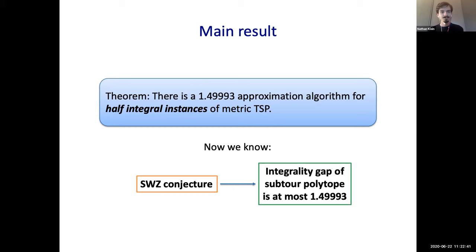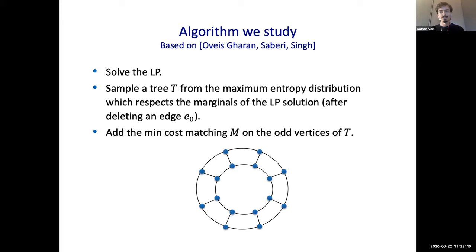In our work, we study an algorithm which is based on work by my co-author Cheyenne, as well as Sabarian Singh. First we solve the LP, then we choose a spanning tree from the maximum entropy distribution which respects the marginals of the LP solution, excluding one kind of root edge. Then we add the minimum cost matching on the odd vertices of the tree to obtain a tour. Here the green and the red edges together make an Eulerian tour. You might notice this is very similar to Christofides, except in the choice of the tree.